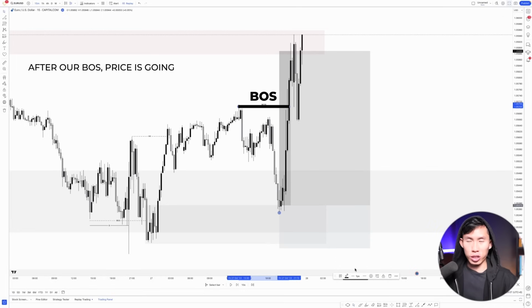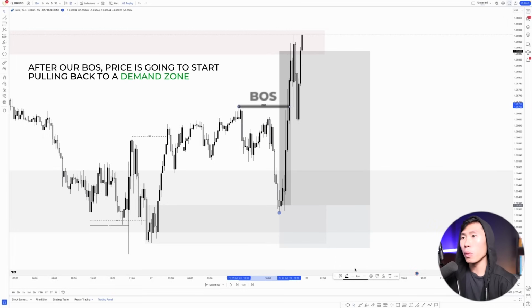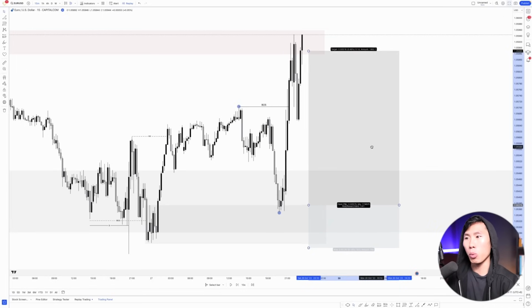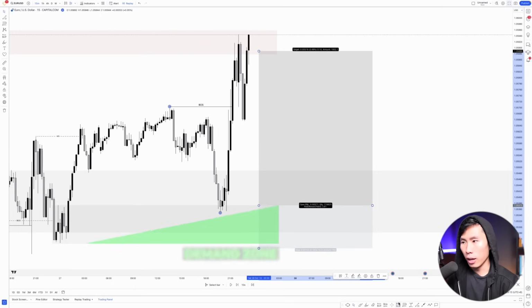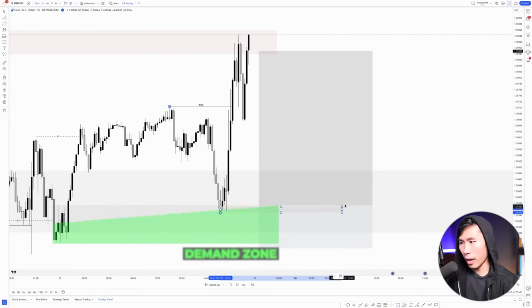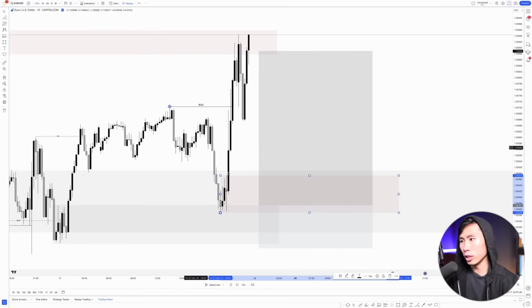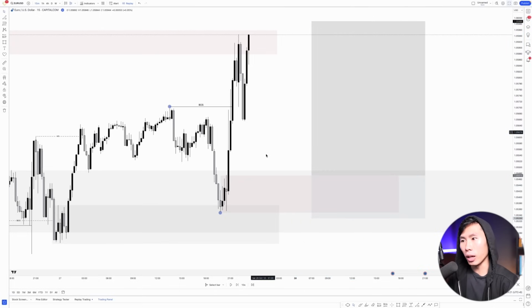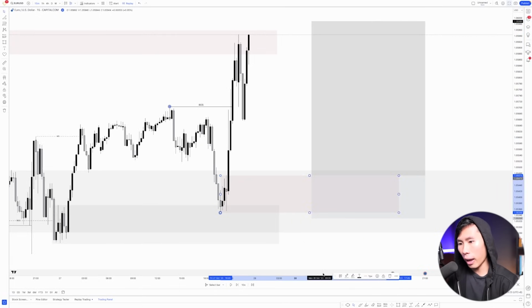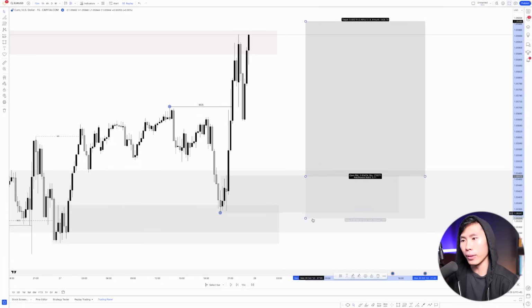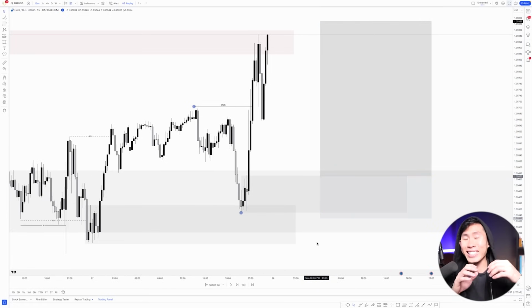And after a break of structure, we know that price is going to start pulling back. And where is it going to pull back to? It's going to pull back to some sort of demand zone, right? So in this case, this is the entire demand zone that led to this break of structure, right? So that is when you can place another buy order right here at this new demand zone, and then simply wait for price to come back down, mitigate this area right here, and that is when you enter for a buy. It's the same thing.